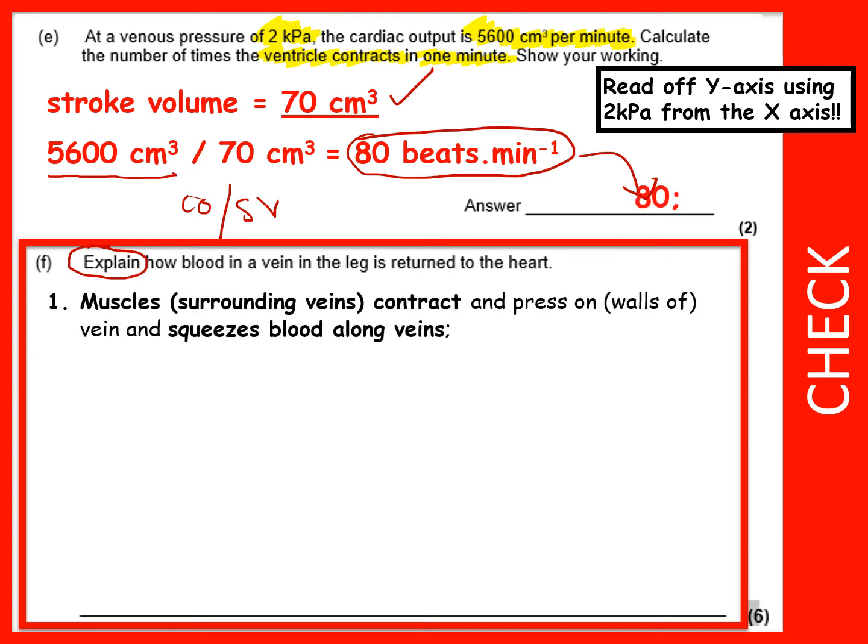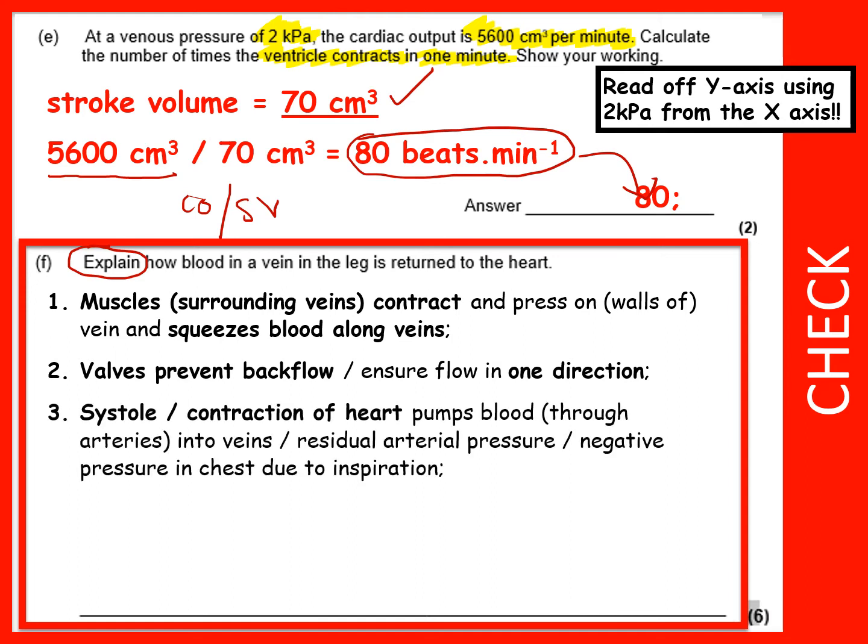Okay, so the mark schemes then. Skeletal muscles that surround veins in the leg will contract. As they do so, they squeeze the vein, and that forces the blood upwards against gravity. But remember, we want to prevent backflow of blood down. So there are valves inside these veins in the leg. The valves open to allow the blood to go upwards through the valve, and then they snap shut to prevent backflow. So that ensures a single direction of blood flow back up to the right atrium.